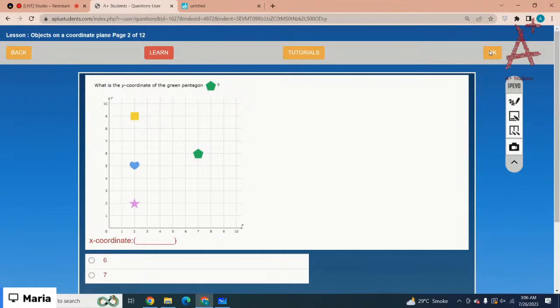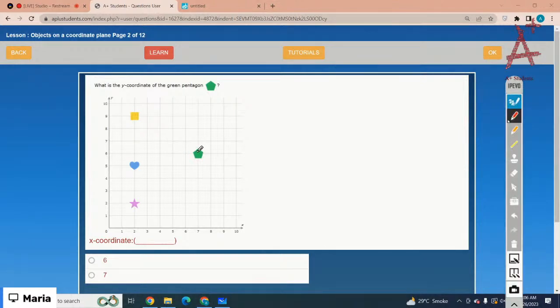What is the y coordinate of the green pentagon? So here is the green pentagon. You have to look for the y coordinate of the green pentagon. Just match it to the y axis. It would be 6. That means the y coordinate of the green pentagon is 6. So the correct option is 6.